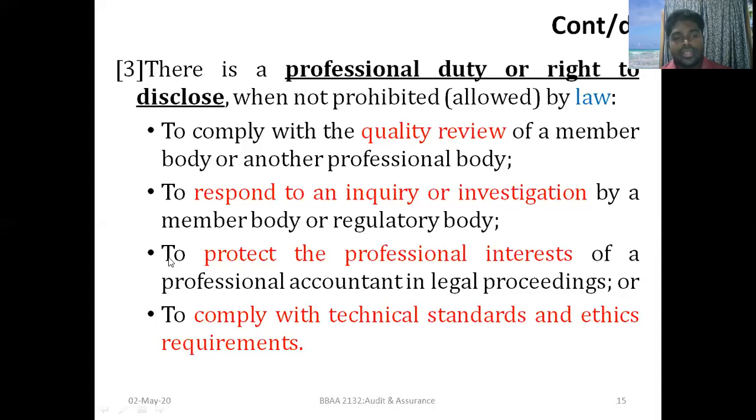Another example is to protect the professional interest of a professional accountant in legal proceedings. In some kind of court case or legal proceeding matter, the auditor or the member can disclose information. The last one is to comply with technical standards and ethics requirements.